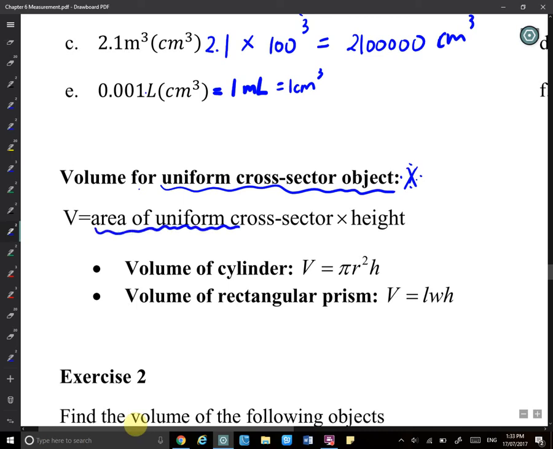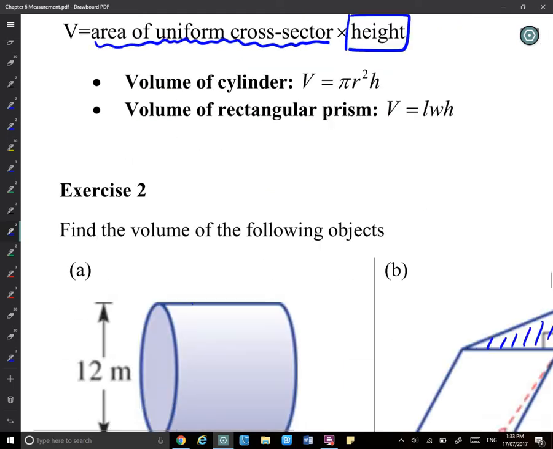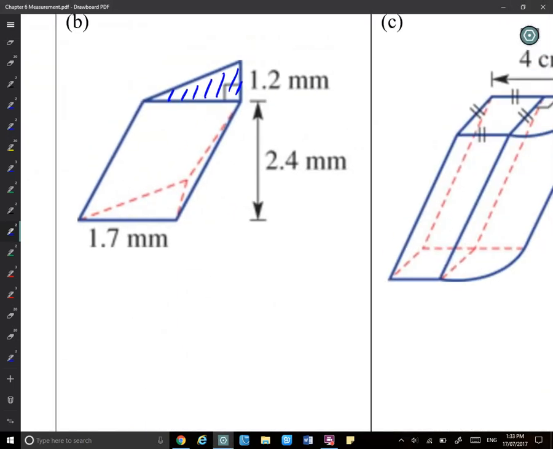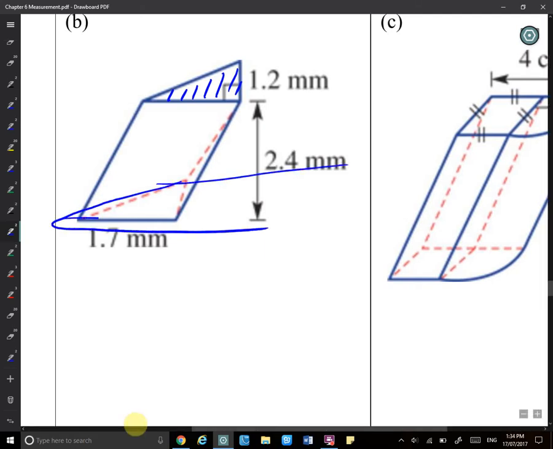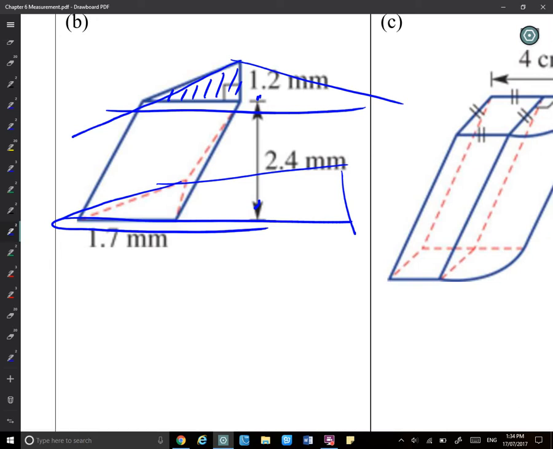The volume is just the area of the cross section, which is the uniform cross section, times the height. Okay, what is the height? This is a base, this is a top, and the vertical distance between the base and the top is the height. For example, this shape is not straight, but there will still be a top and a bottom. The top is on this plane, and the bottom is on that plane. The vertical distance between those two planes is the height of this object.